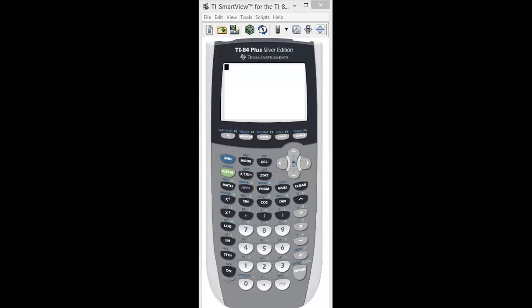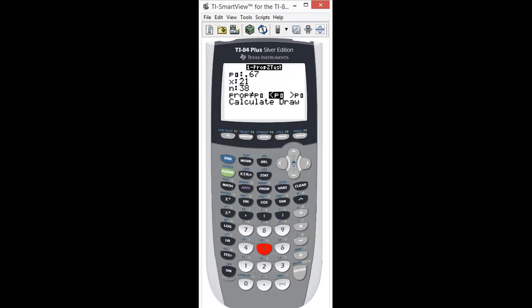So we are going to press the stat key. We're going to go to test. And what we're doing is a one proportion z-test. That's number 5, one prop z-test. I'm just going to press the number 5 rather than arrow down. Try it again. There we go.